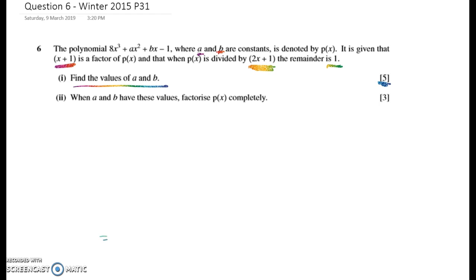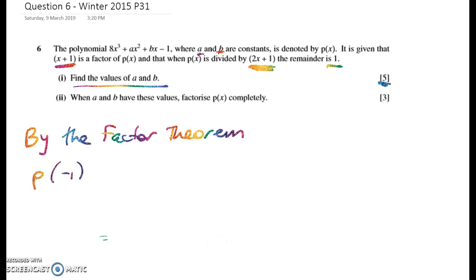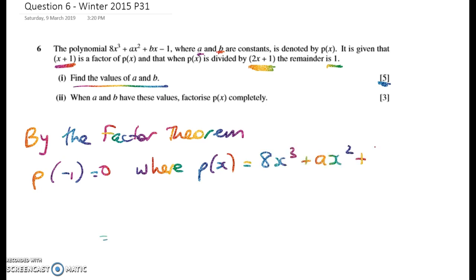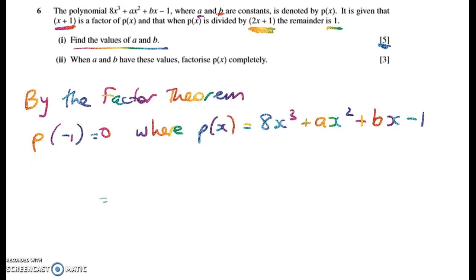Now, I'd like to see some communication that we're using the factor theorem. So we're going to say something like this. By the factor theorem, p of negative 1 equals 0, where p of x is my polynomial. So a nice answer will have a statement like that. And we've talked in class quite a lot about mathematics being all about how you communicate. So that stuff is important, even if you just want to get to the answer. Right, so let's do that first.